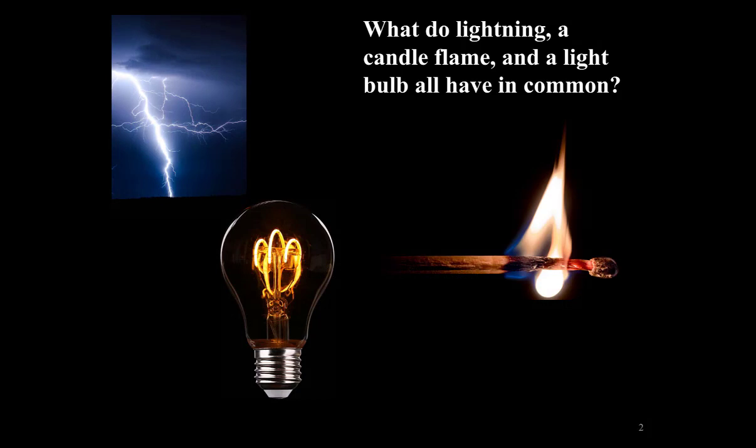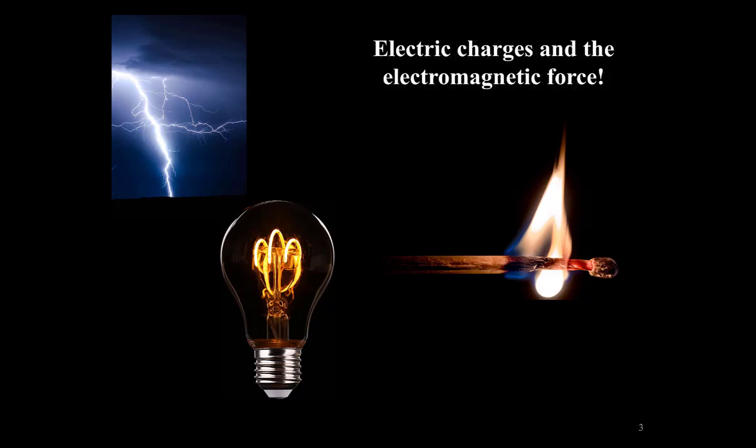What do lightning, a candle flame, and a light bulb all have in common? Well, what they all have in common is electric charges and the electromagnetic force. Lightning is caused by static discharge between the ground and clouds. In order to see using a light bulb, we require electric charges to move through a circuit. To even see the flame of a candle, the flame is ionized gas, and that ionized gas means the gas was stripped of charges.